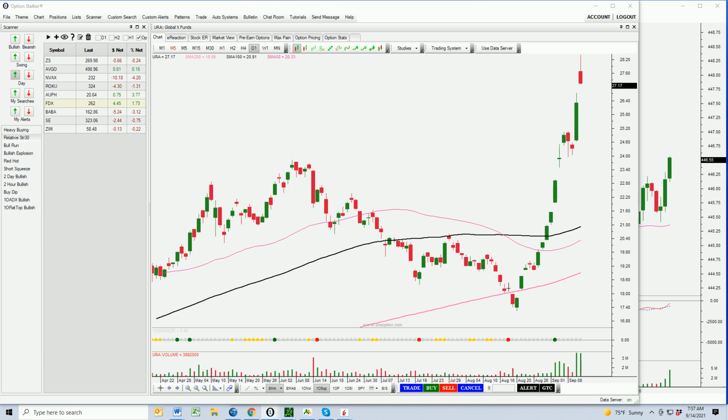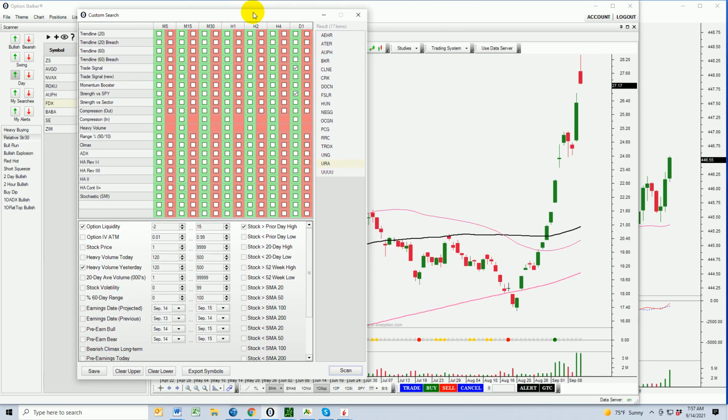Let's go back to the search here. Bullish trade signal on a daily basis, strength versus the S&P 500 on a daily basis, stock greater than prior day high, heavy volume yesterday, excellent option liquidity. This wasn't a list of 500 stocks I had to knock through. It took me probably 15 minutes with technical commentary. Very easy to find these.